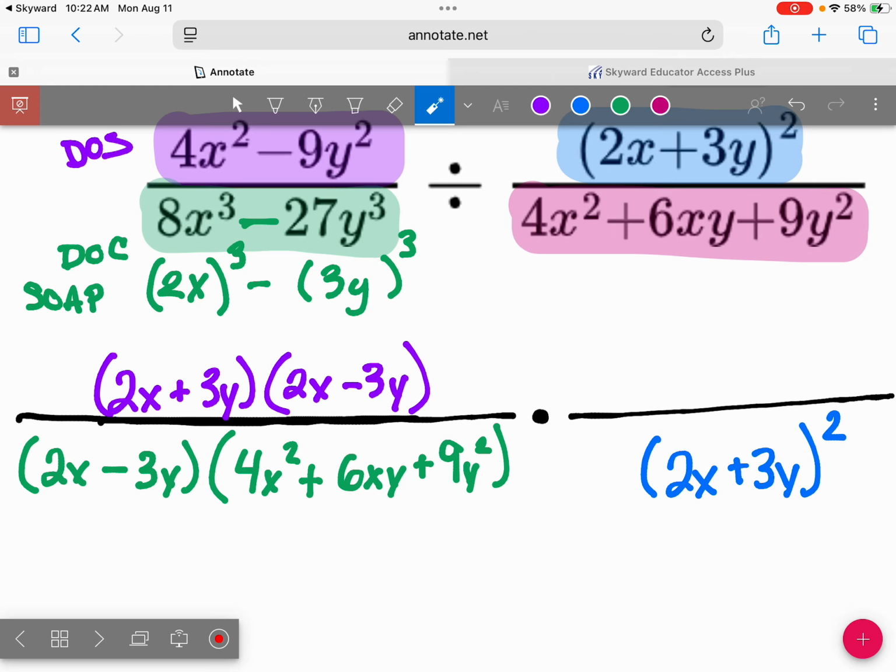Our 4x squared, 6xy, 9y squared. Oh my gosh, it's this guy. So I'm just going to take him and put him in parentheses here: 4x squared plus 6xy plus 9y squared, all as one chunk.